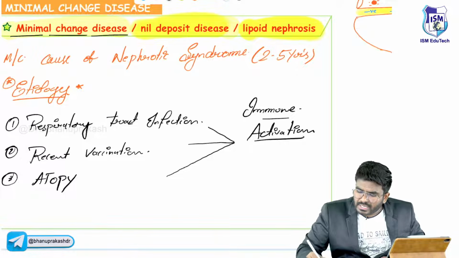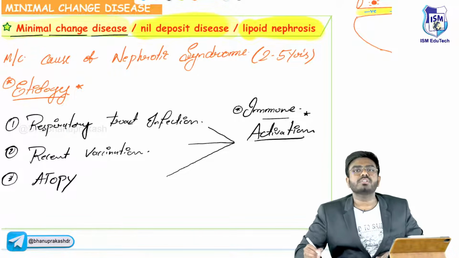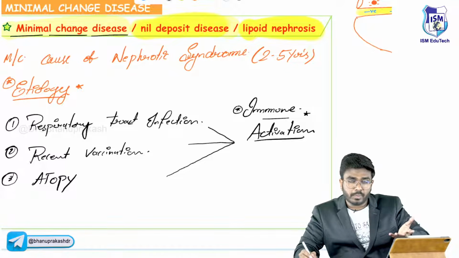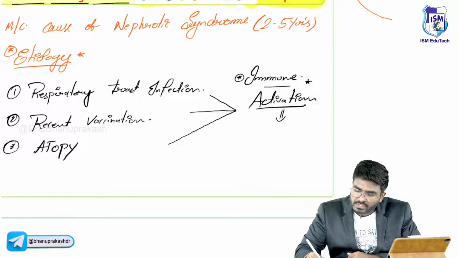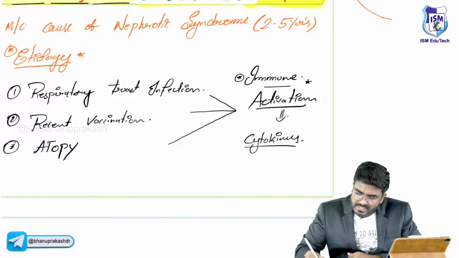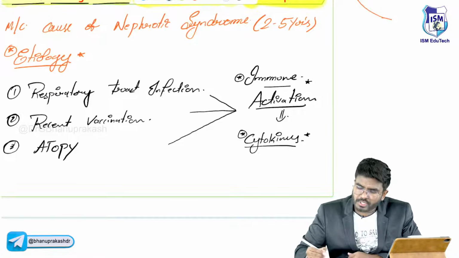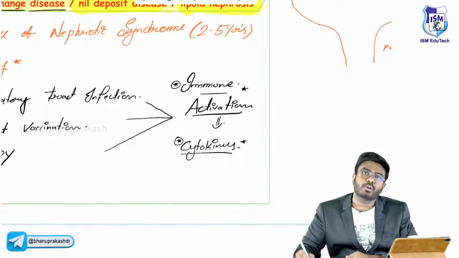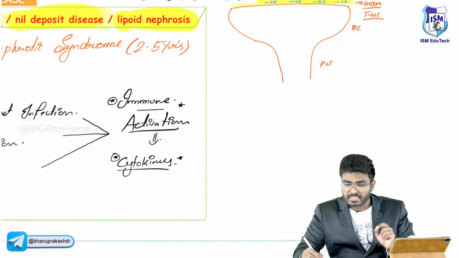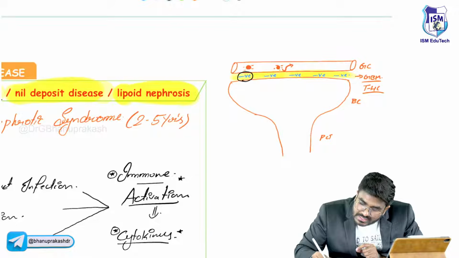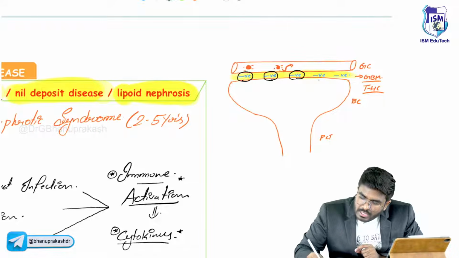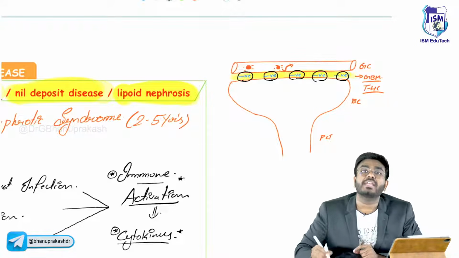Now in certain individuals, the immune system is activated so much that there is too much production of cytokines, these inflammatory mediators, sir. Do you know what these cytokines are going to do? Sir, these cytokines will actually neutralize this negativity. They will cause neutralization of the glomerular basement membrane negative charge.